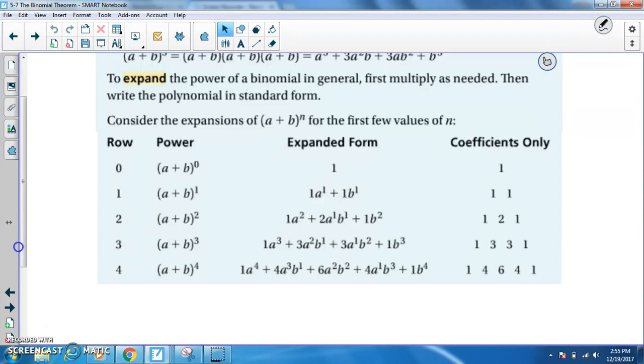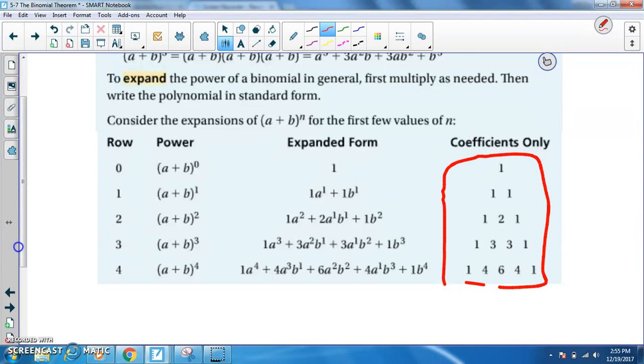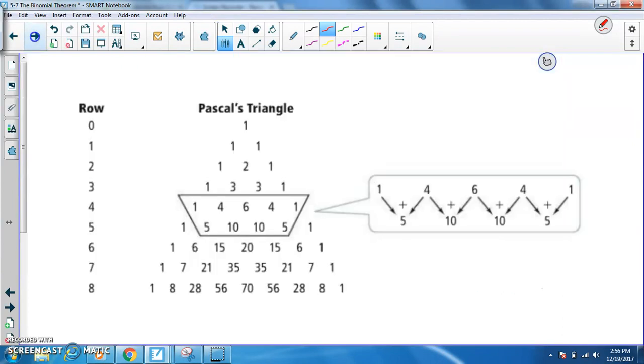And if you keep looking down, we have the coefficients only from these expanded forms listed here. And these coefficients create Pascal's triangle. So Pascal's triangle starts with a 1, and then it is 1, 1. Then 1, 2, 1. 1, 3, 3, 1. 1, 4, 6, 4, 1. 1, 5, 10, 10, 5, 1.